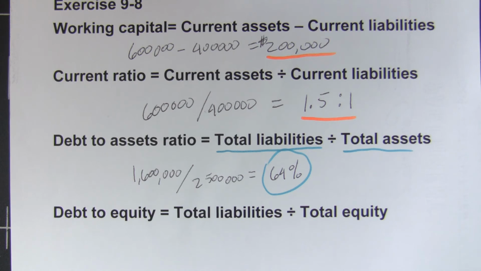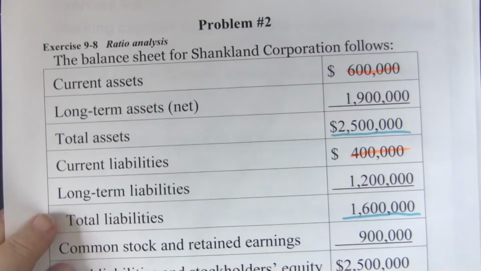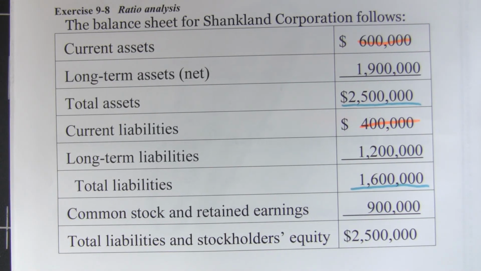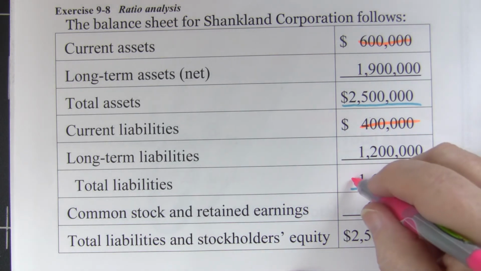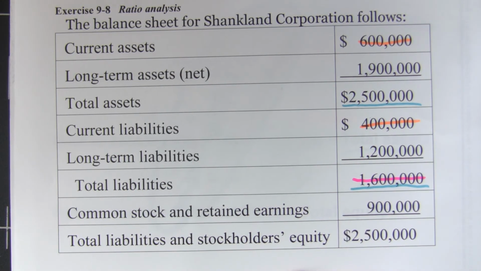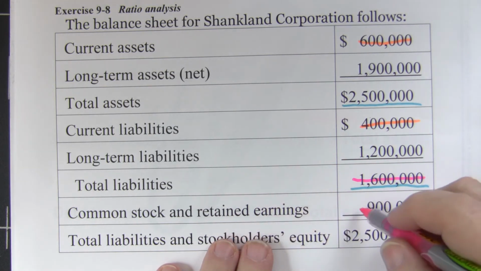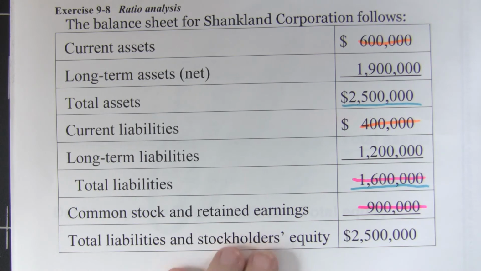And the last thing we want to take a look at is our debt to equity. And debt to equity looks at our total liabilities, and it looks at our total stockholder equity. So we'll use pink for that. So our total liabilities is $16,000, and our total stockholders' equity, which is common stock and retained earnings, that's the definition, is $900,000.